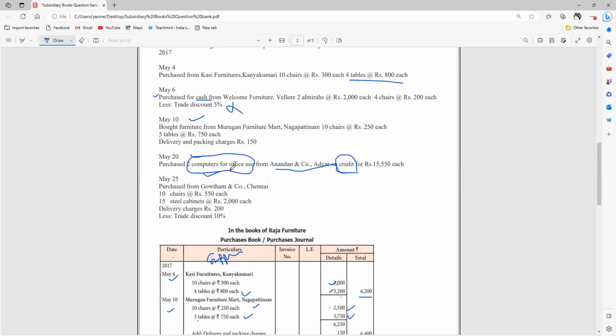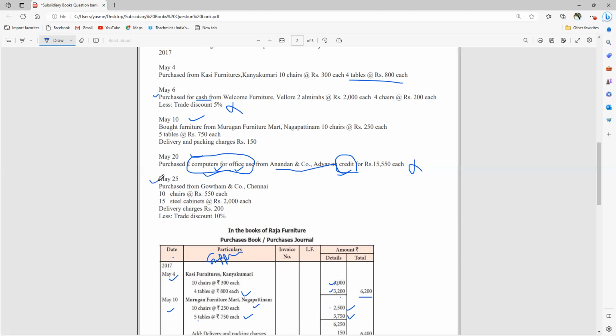So as I have already said, if it is for office use, we are not recording this in a purchase book. We need to record this computer as an asset that is used for office use, which we are using and not for the business. Though it is a credit purchase also, that should be recorded in a journal proper book, not in a purchase book.